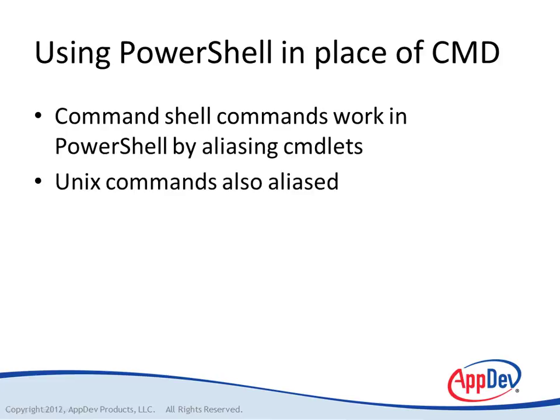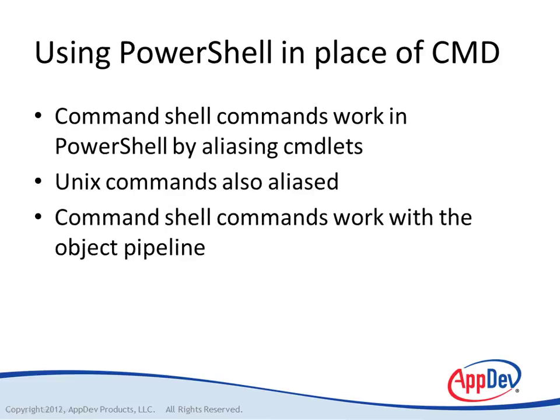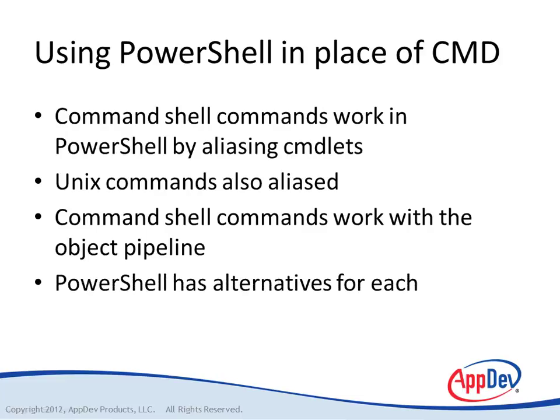And because they're aliased instead of actually just being the original dir or ls command, those command shell commands will work with the object pipeline, because an alias is just another name for the same thing. So PowerShell has alternatives for all of the common DOS and Unix commands that people would use, and there's even a cmdlet that comes out of the box called Get-Alias that you can use to view all of the different aliases that you have in a given environment.